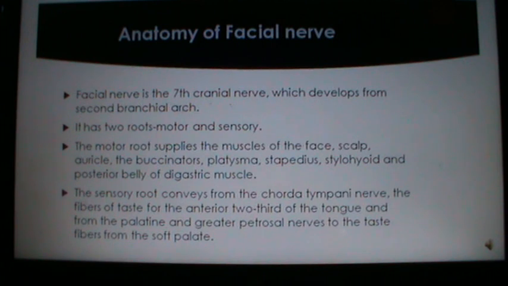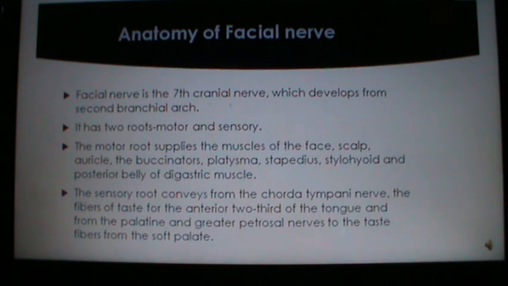the seventh cranial nerve. It develops from the second branchial arch. It has two roots, the motor root and the sensory root. The motor root supplies the muscles of the face, scalp, auricle, the buccinator, platysma, stapedius, stylohyoid, and posterior belly of the digastric muscle.